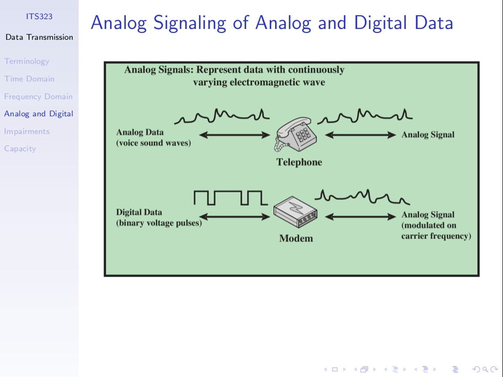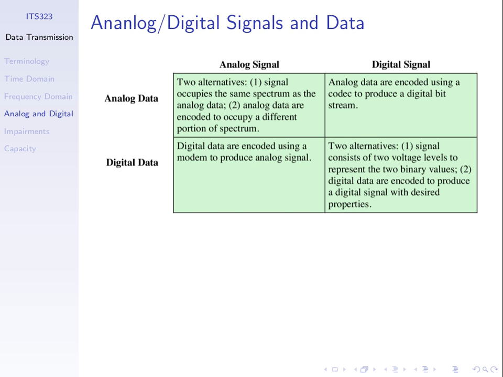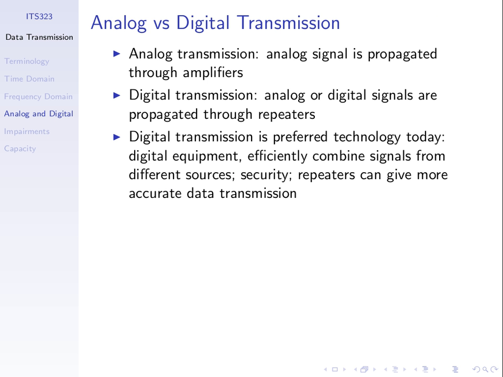So analog data, analog signals, digital signals. Last thing, that just summarizes. We can talk about analog and digital transmission. The best way to think of this is with an example looking at across a set of links.